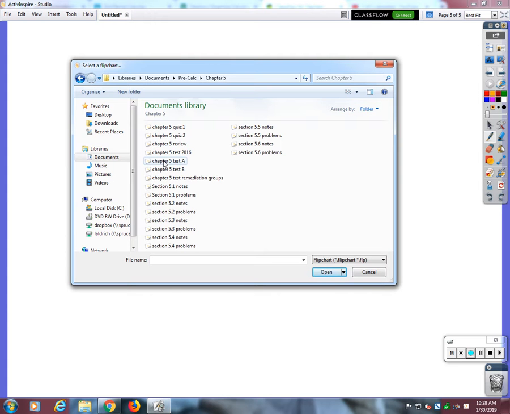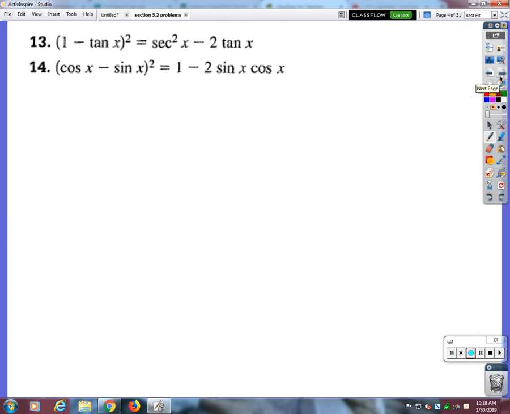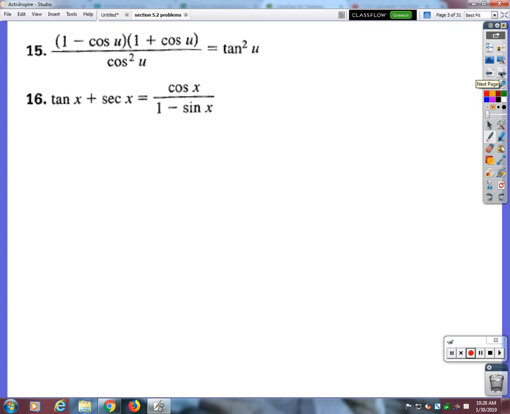Number 15. What do you want to do, Carter? Not this problem. What just cries out to be done here? What do your math instincts tell you to do? You want to get rid of those parentheses, right?